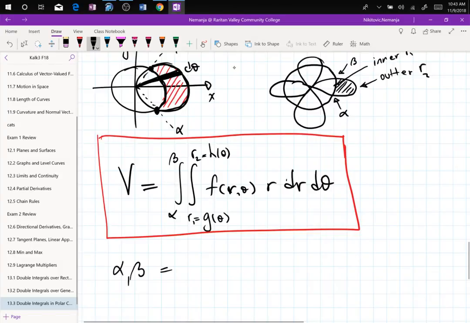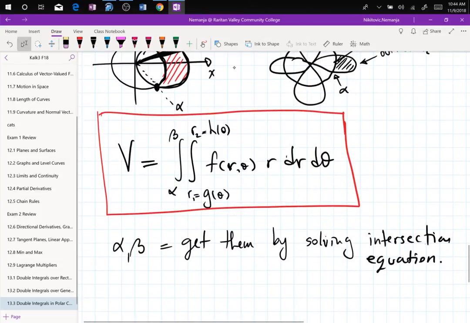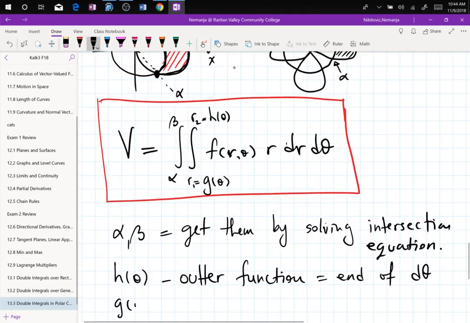So alpha, beta, get them by solving the intersection equation. H of theta, outer function, is the end of d theta. G of theta, inner function, which, as you can see in both of the pictures, this g of theta was in the middle.